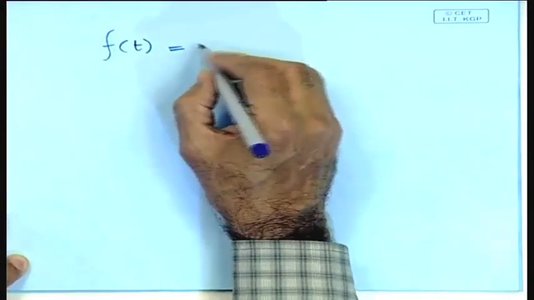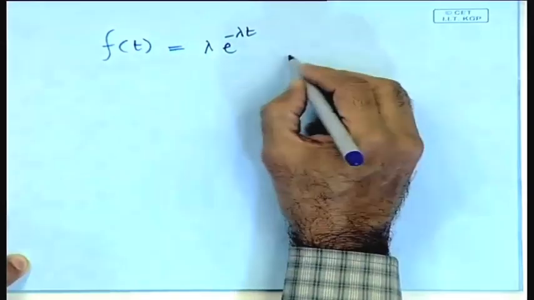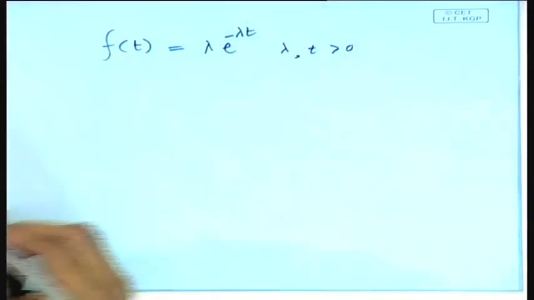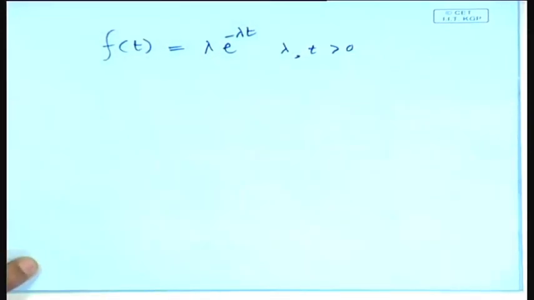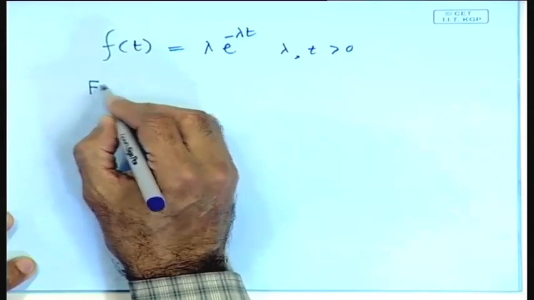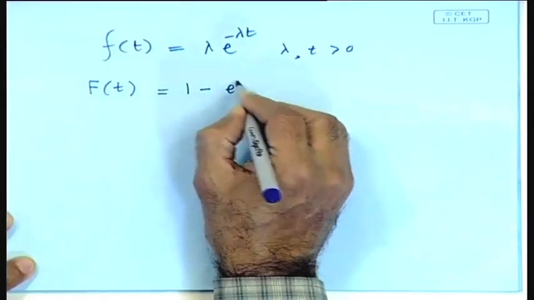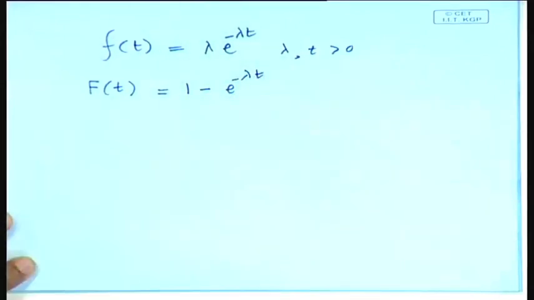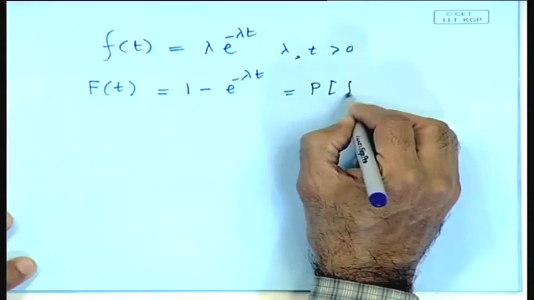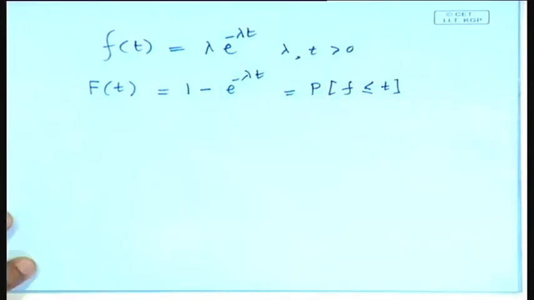F(t) is lambda e to the minus lambda t, when lambda and t are greater than 0. This is the distribution of failure time. If that is the distribution of failure time, then the probability that the item will fail before time t is 1 minus e to the minus lambda t. This is the probability that a failure will take place before time t is up.